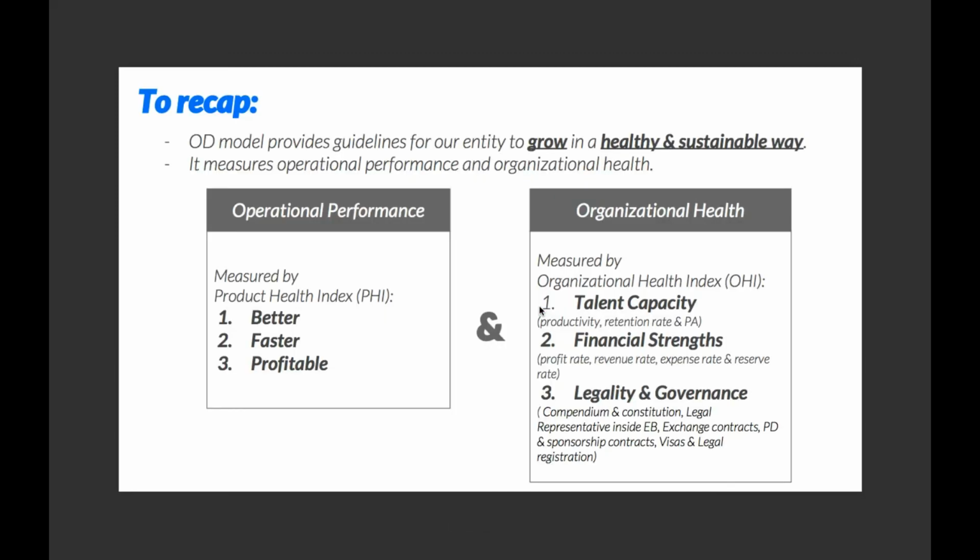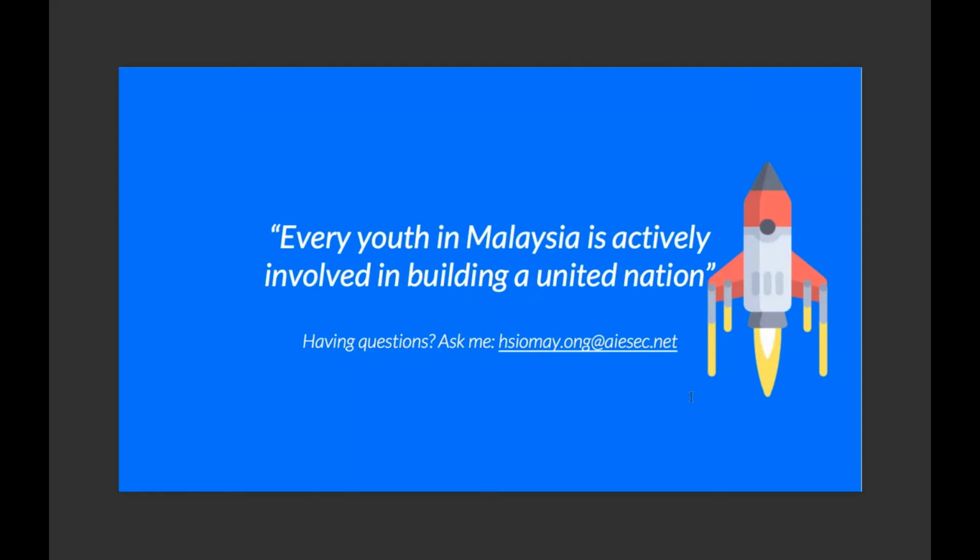So to recap, the OD model provides guidelines for our entity to grow in a healthy and sustainable way, and it measures operational performance and organizational health. Operational performance is measured by better, faster, and profitable, and organizational health is measured by talent capacity, financial strength, and legality and governance. So that's all from the OD model.